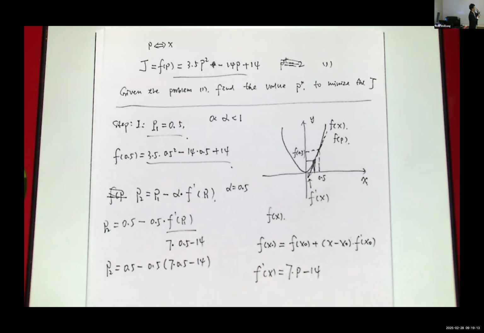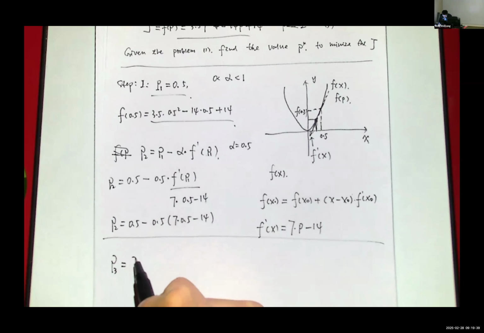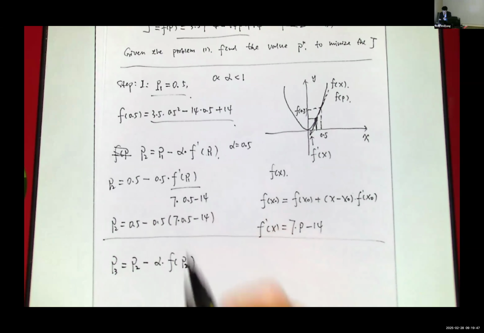So P2 is going to go to the next point, moving from this point to this point. Based on P2, you can do the next iteration to get P3. P3 is equivalent to P2 minus alpha times f dot P2. P2 is this value, so you can calculate P3.